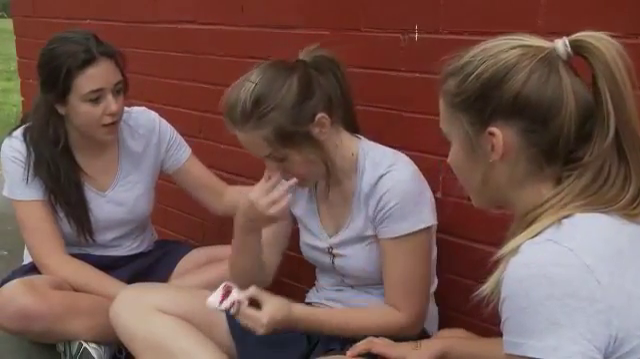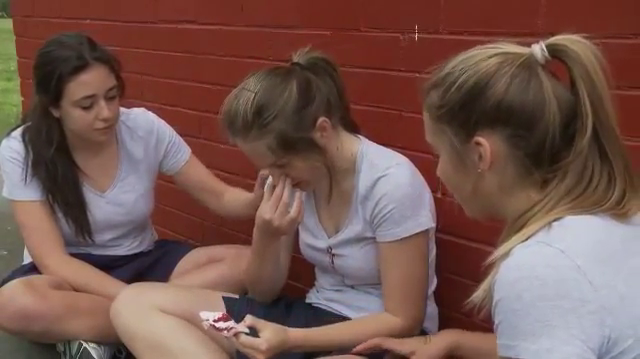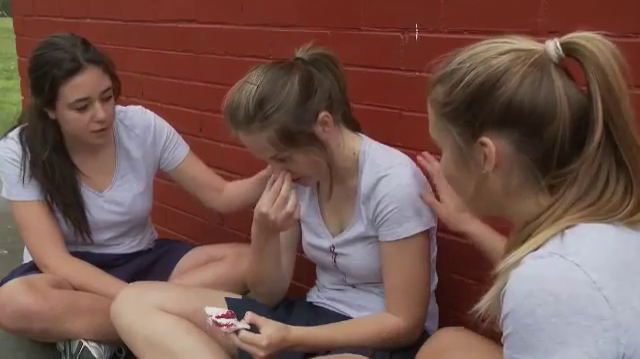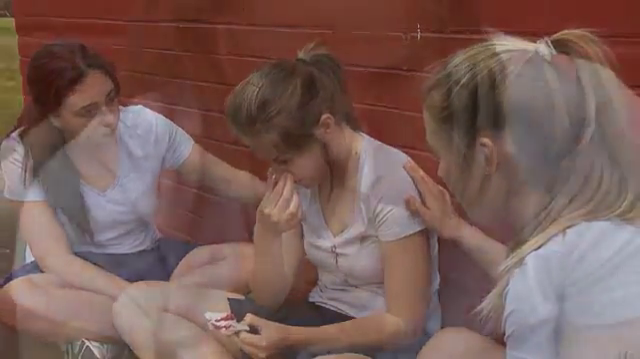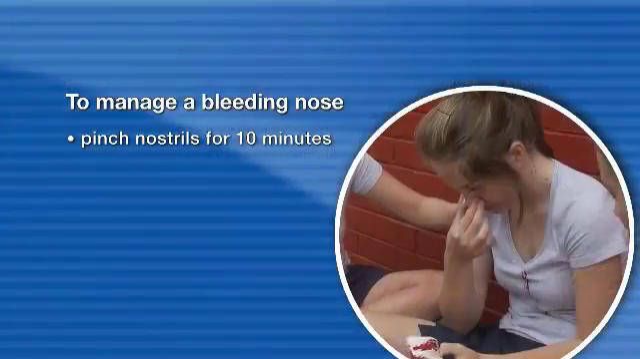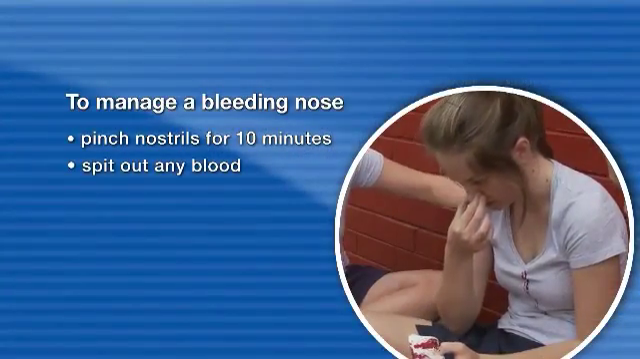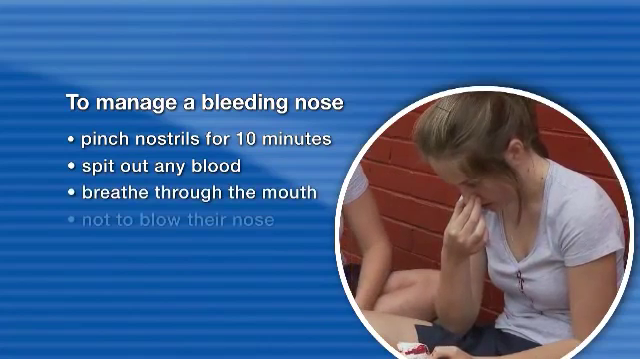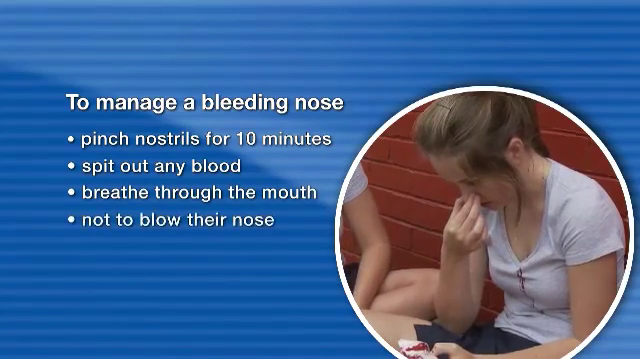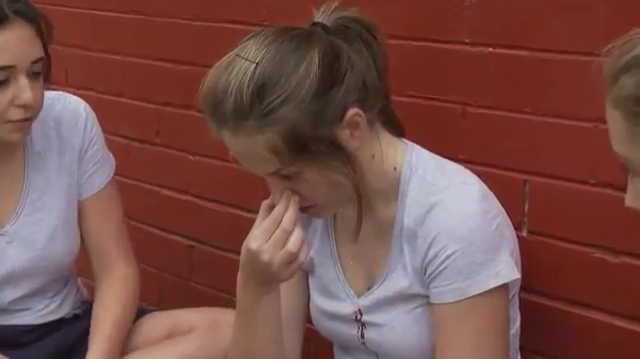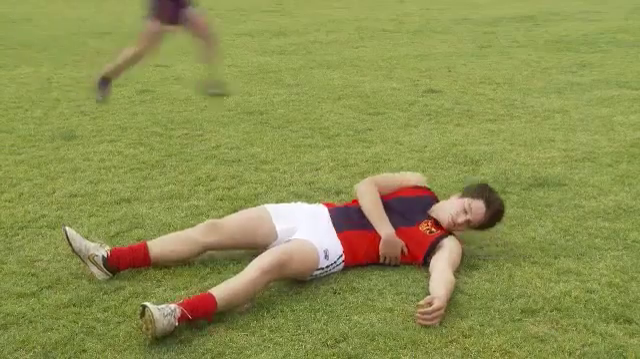To treat a person with a nosebleed, sit the casualty with the head forward. The nostrils are pinched over the soft fleshy area at the end of the nose bone for at least 10 minutes. Instruct them to spit out any blood, breathe through the mouth and not to blow the nose. If bleeding continues, reapply pressure for a further 10 minutes. If bleeding persists, seek medical attention.